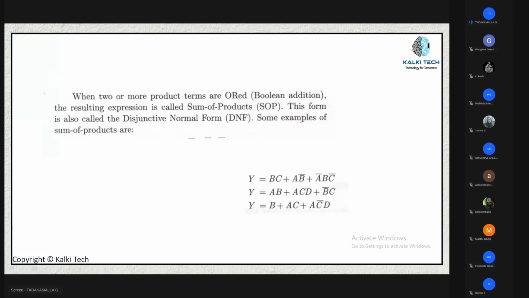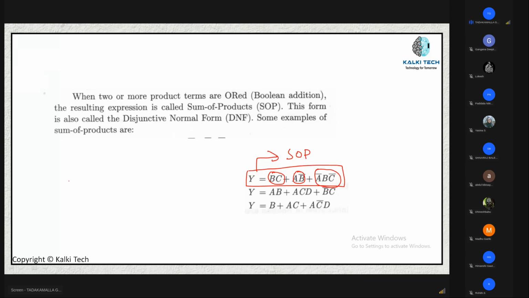These are basically product terms, and when we are adding these product terms, then we will get the SOP form. So these are our product terms: BC, AB bar, BC bar. We are adding them, and that is your SOP form. This particular Boolean function is written in sum of product terms. You are basically adding your product terms.